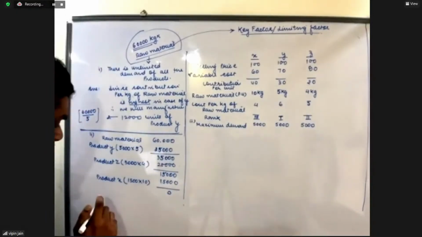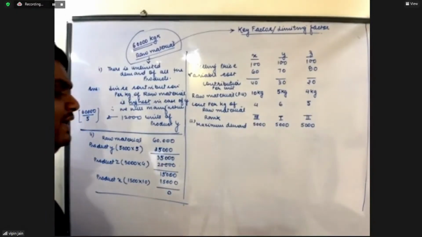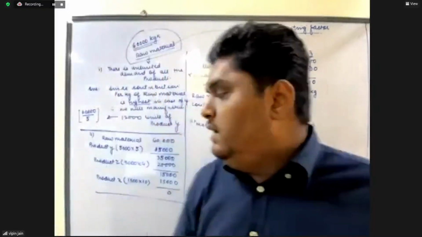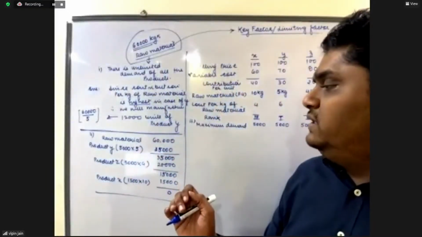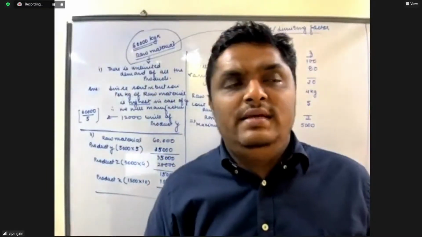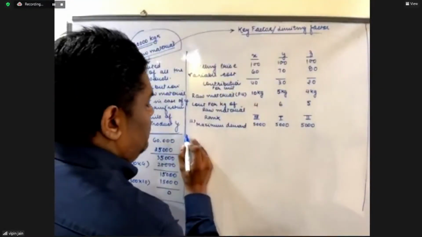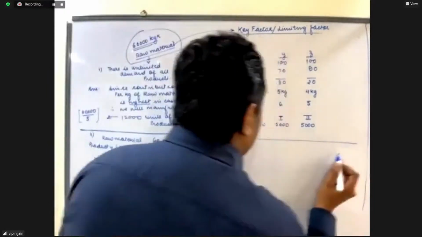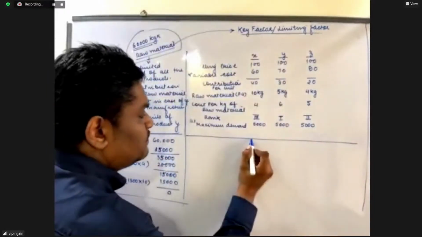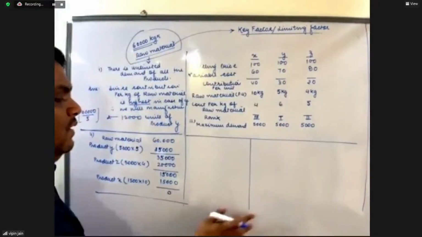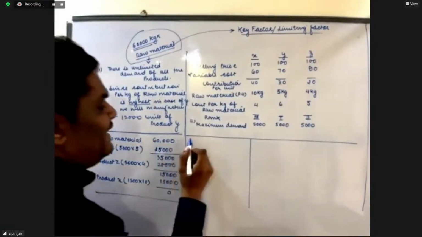So herein, when talking about the second question again, this is the way we will manufacture the products Y, Z, and X. Now, when talking about the contribution also, we can easily calculate.